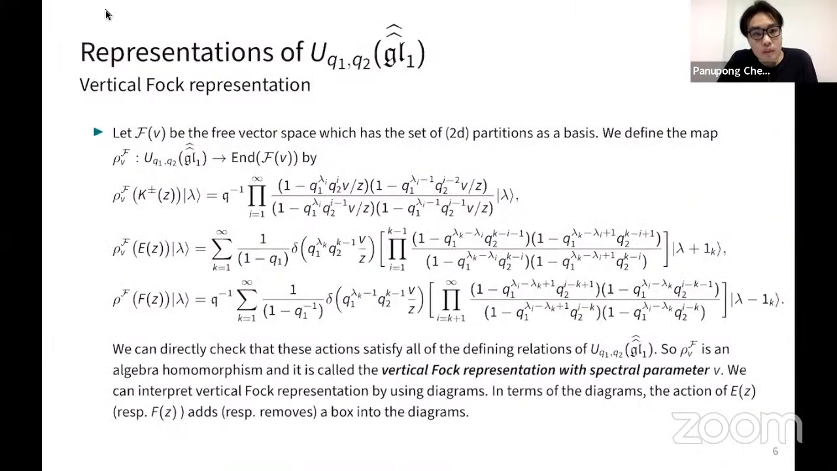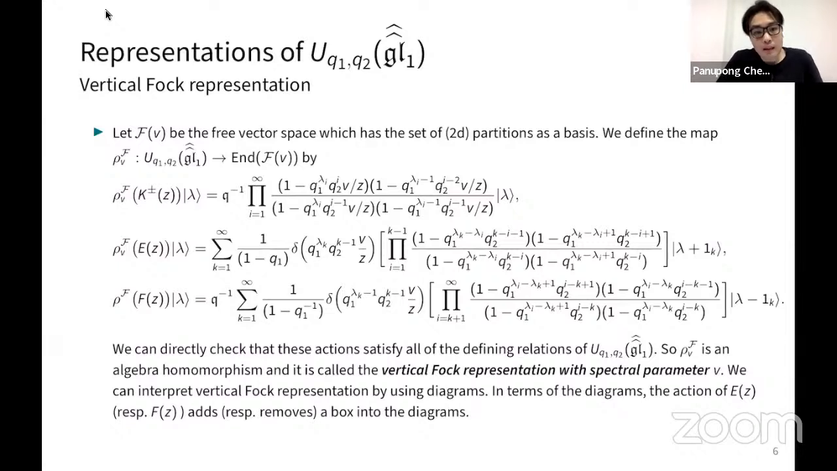Okay, so let's talk about the representation. The first representation that I am going to talk about is the vertical Fock representation. Let F be the free vector space which has the set of partitions as a basis, and we define the action of the currents of the quantum toroidal gl_1 on the set of partitions as follows. From this explicit formula, you can directly check that it satisfies the defining relations of the quantum toroidal algebra. So it forms a representation, and we call it the vertical Fock representation with the spectral parameter u.